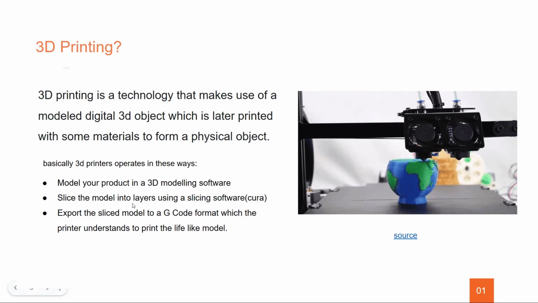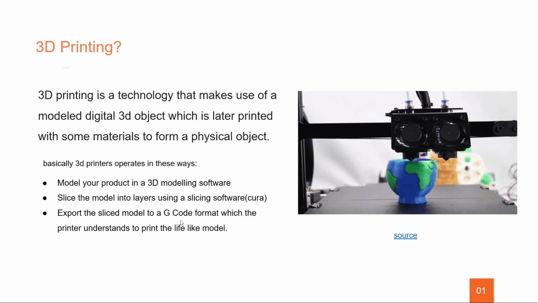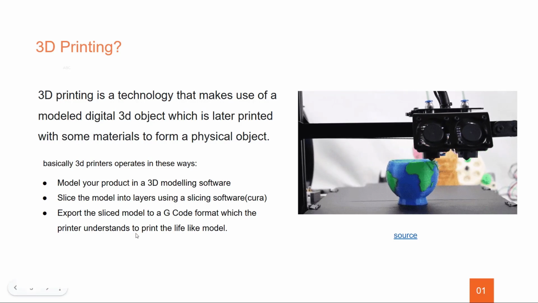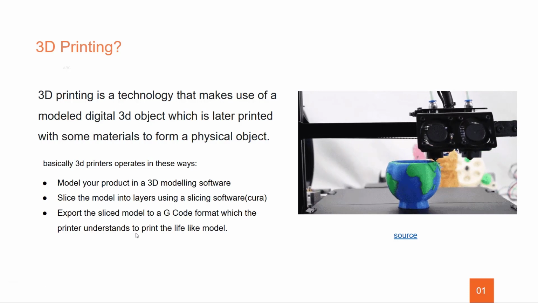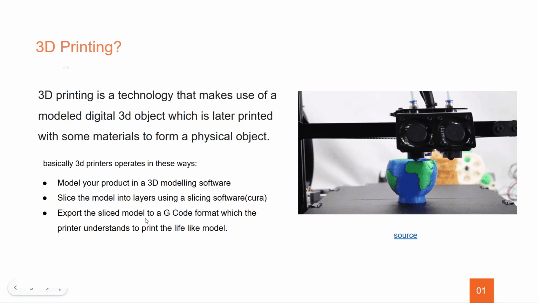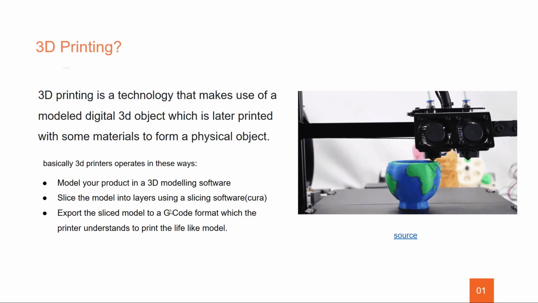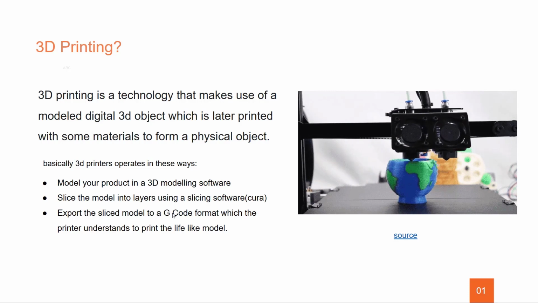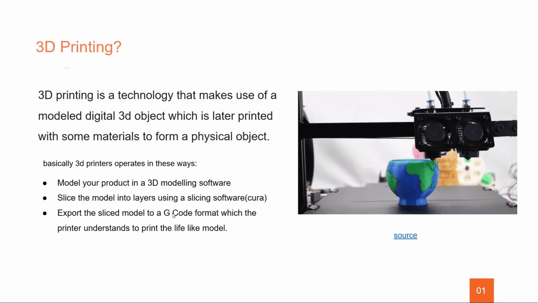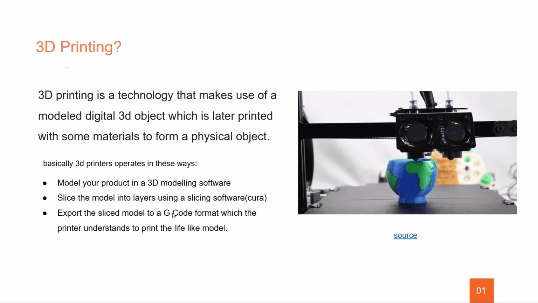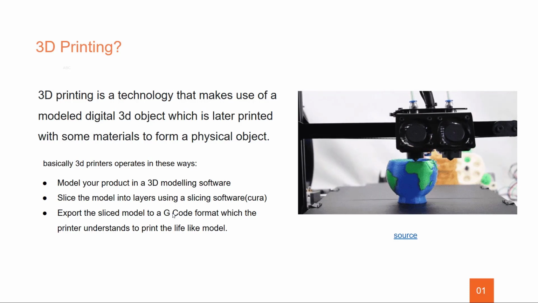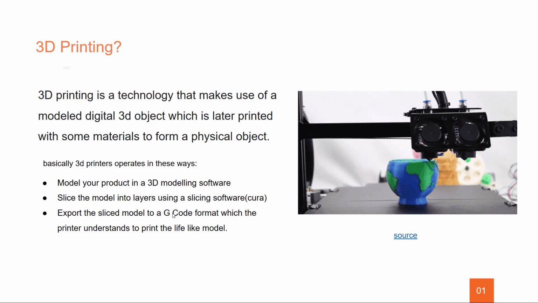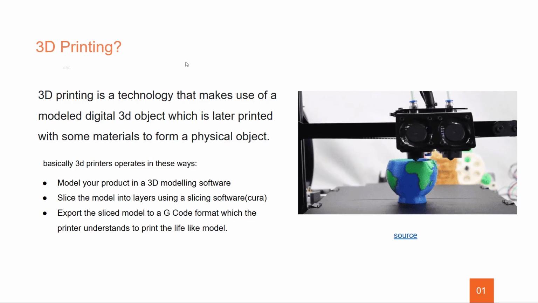When it's sliced, we have it exported as a G code format, which the printer understands in order to print your desired model. So what you've modeled on your computer is actually going to be printed. It's converted into G code, a language that the printer can understand to know how and what to print. It does all the computation on its own. So you just feed it with your sliced file, and then it does the computing, and you should have your object.